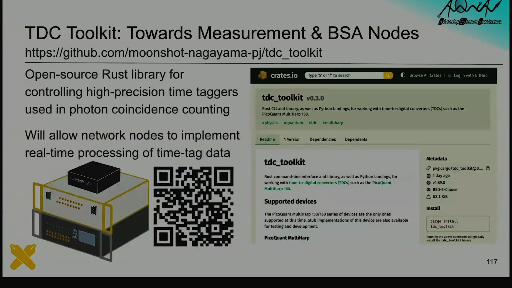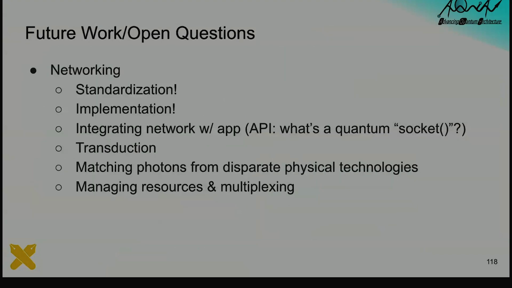A second package is the time to digital converter or timestamp software. If you have a multi-harp from this particular vendor, the PicoQuant MultiHarp 160 is the device we've got. This is a set of driver software that will collect the data off of that for you, and it is also open source. This is implemented in Rust. Both of these were released just 3 weeks ago, right before QCE, just to make the world a better place. That's pretty much it.